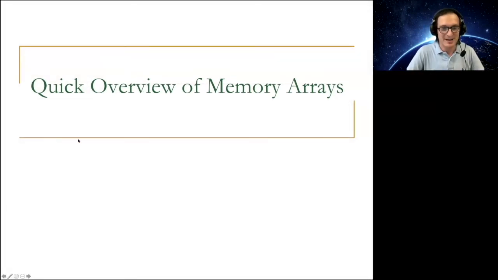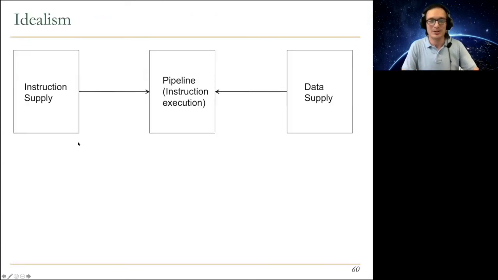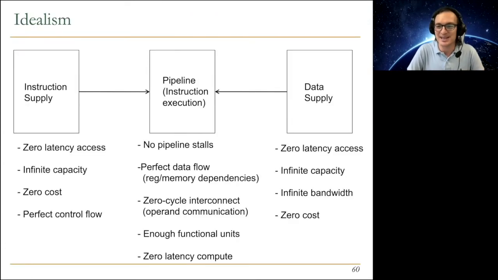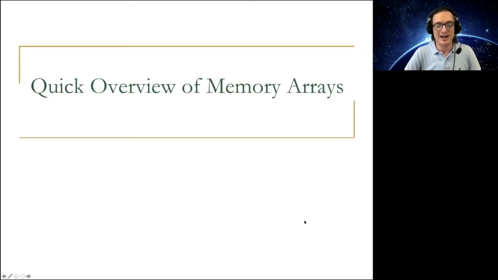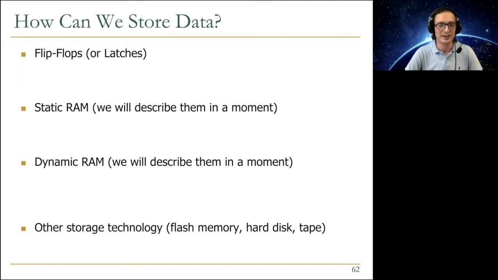So now that we have a good overview of why memory is really important and what idealism means, we're going to get back to this idealism. Let's start with a ground-up view of memory arrays and what they look like. You've actually seen this before, so some of this is going to be reviewed.